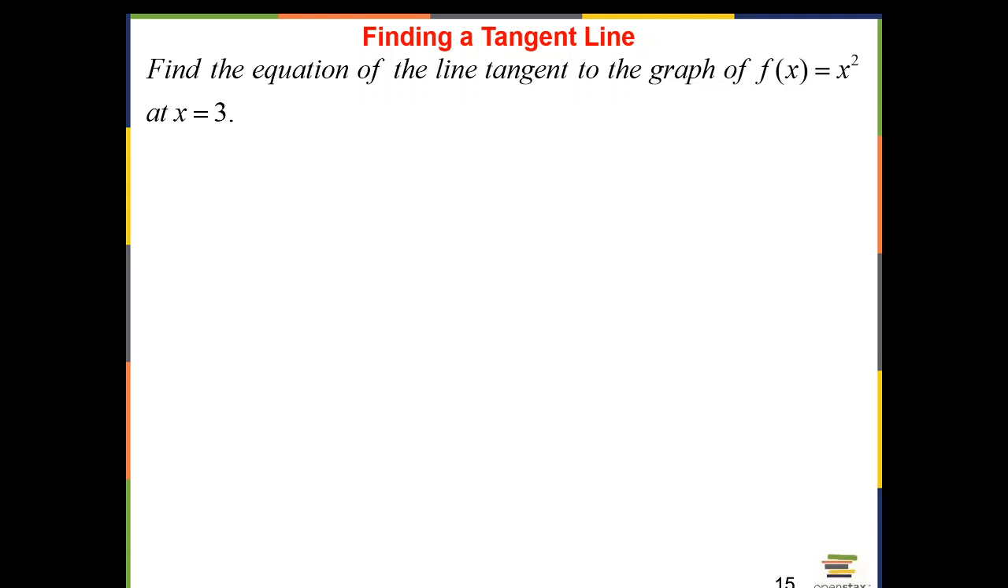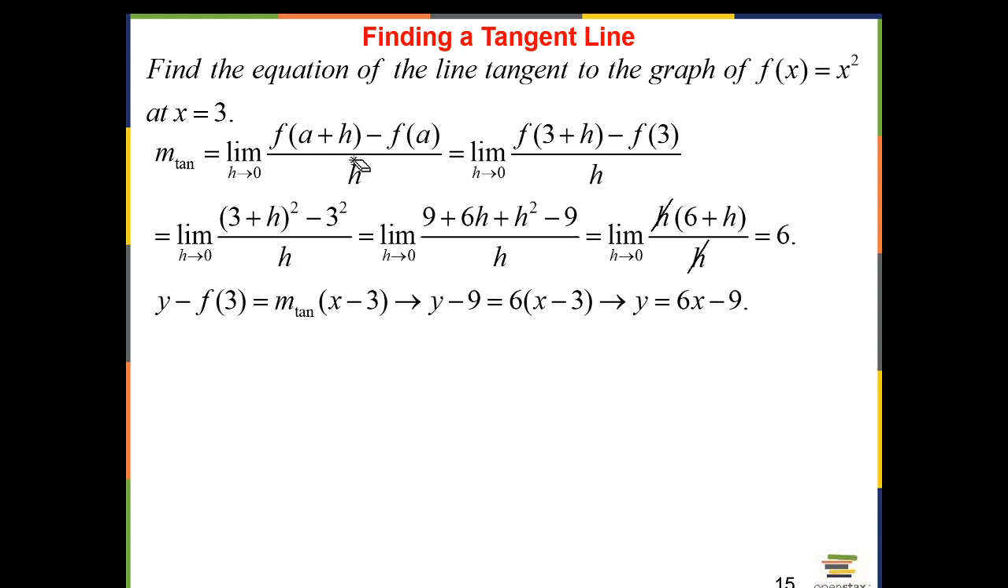to the graph of f of x equals x squared at x equal to 3. So what we have to do is set up that limit. Let's use this notation. In this case, our a equals 3, and we're going to use this setup. So we're going to take the limit of f of a plus h, where a is 3, so f of 3 plus h, minus f of 3, over h when h goes to 0.